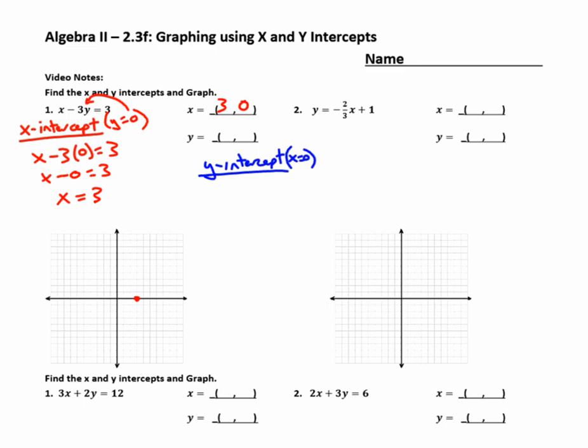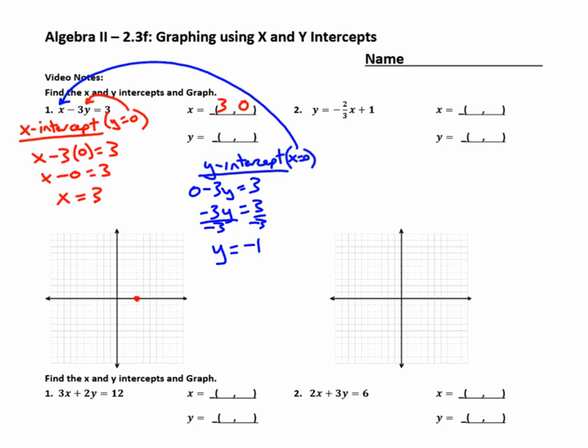Okay, so I'm going to take that same equation and plug it in for x. So I get 0 minus 3y equals 3, which is just negative 3y equals 3. I have to divide by negative 3 here, and y is equal to negative 1. So I get 0 was my x, and negative 1 is my y. So 0 comma negative 1 is the value that I want here.